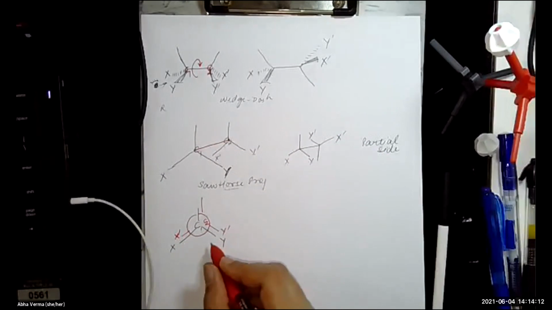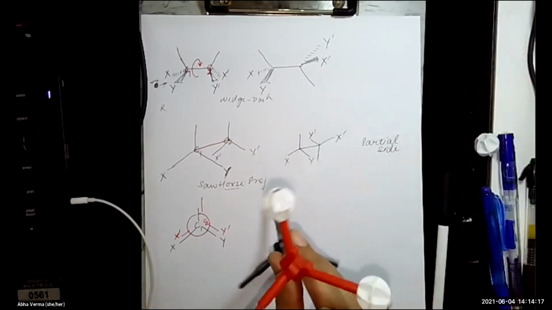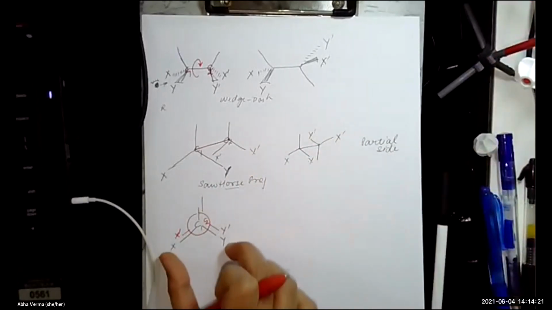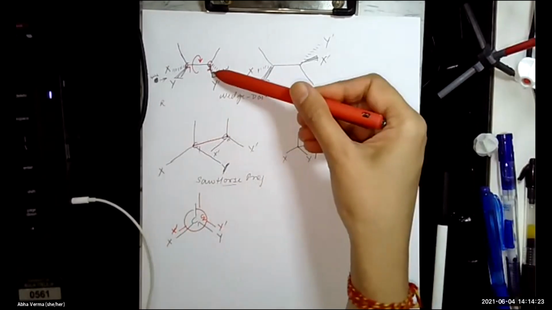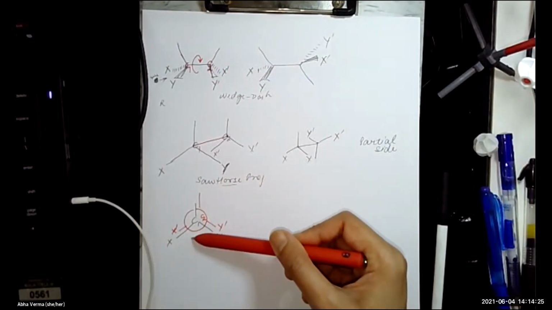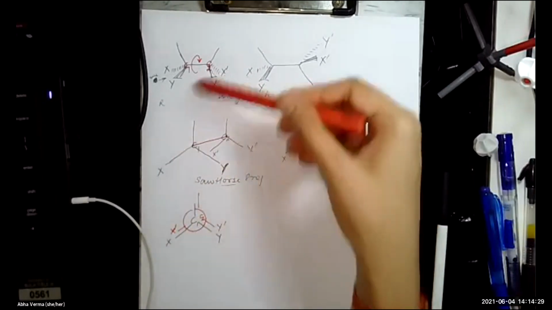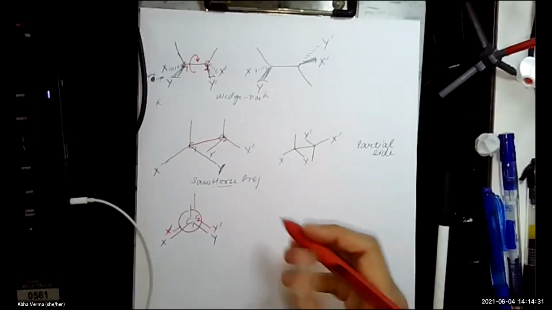And so this is my Newman projection. Instead of drawing a perfect circle, this is what your structure would look like. If you have a wedge and dash, you can draw your Newman. If you have a sawhorse, you can draw your Newman. If you have a Newman, you can draw these two as well. So let's try this one.